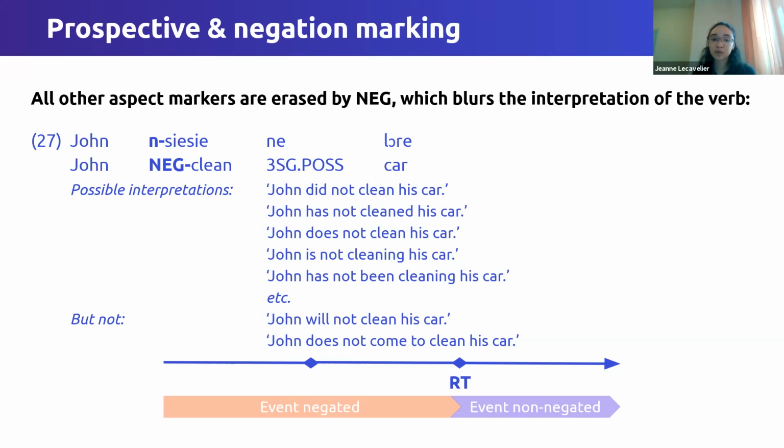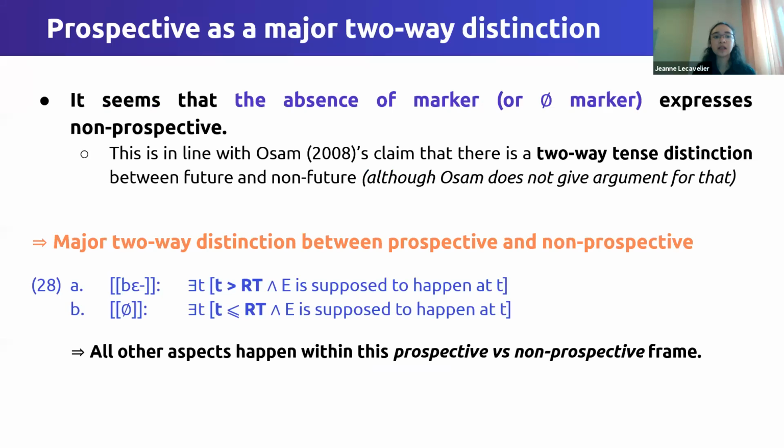The only interpretation that is not possible is that the sentence means "John will not clean his car" or "doesn't come to clean his car". So the negation with a null marker, absence of marker, negates the events before or until the reference time, but not after the reference time. So there seems to be some huge distinction between what is coded by B with either low or high tone and what is coded by a null marker. And so it seems that this absence of marker, or null marker, expresses non-prospective.